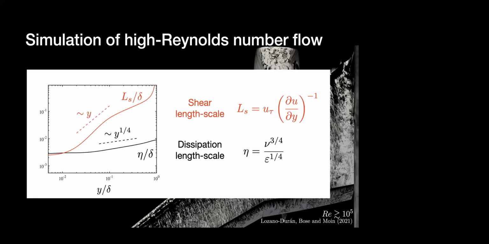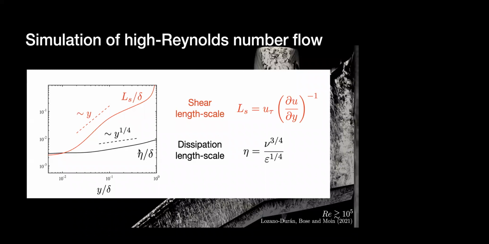So here's a plot of how these two length scales change with distance away from the wall. In this plot, I have on the x-axis the distance away from the wall, which you could think of as an airplane wing, let's say. In red is the shear length scale, which represents the large scale motions. And in black is the dissipation length scale that represents the small scale motions. As you can see, the large scales start growing away from the wall, and the small scales stay more or less very similar throughout the full region.